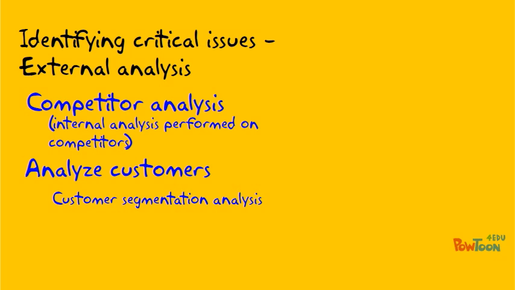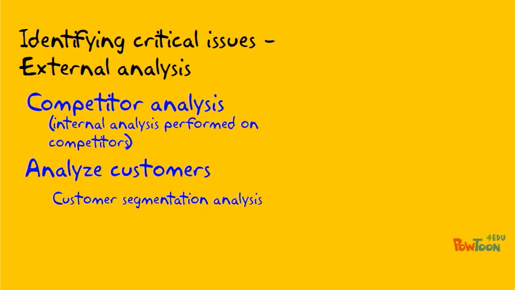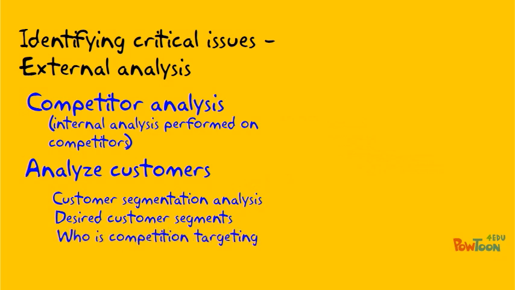Segment your customer market. Identify customer needs, wants, price sensitivity, buying habits for each segment. Now figure out which segment your company is best able to target. Is your company targeting that segment? If not, maybe that's a problem. Then, figure out which segment each of your competitors is targeting. Which competitors are going after the segment you want? Those are the guys you need to deal with.